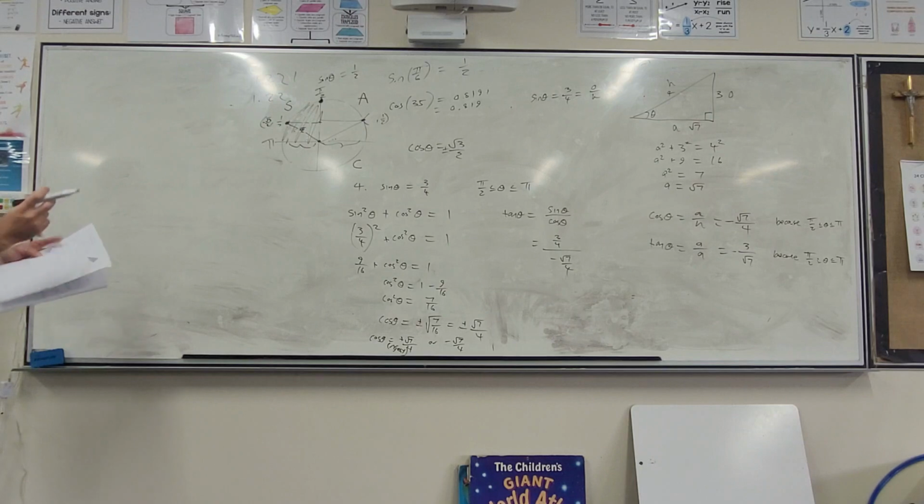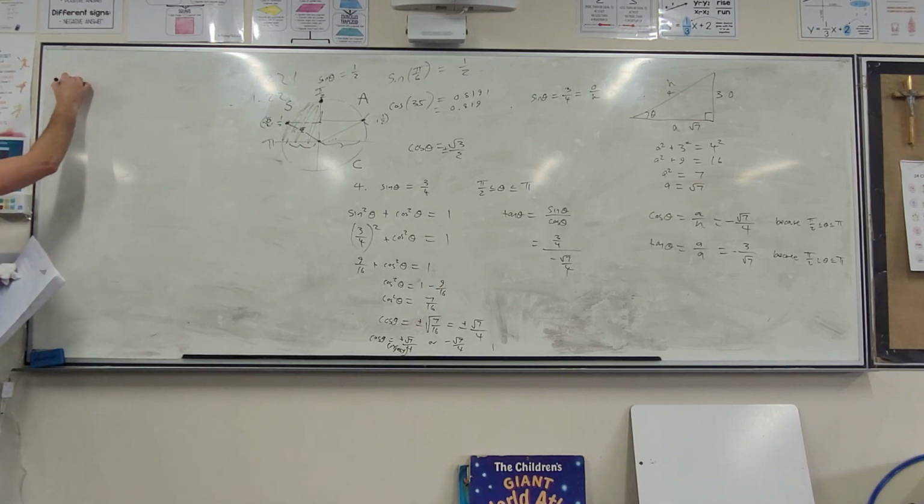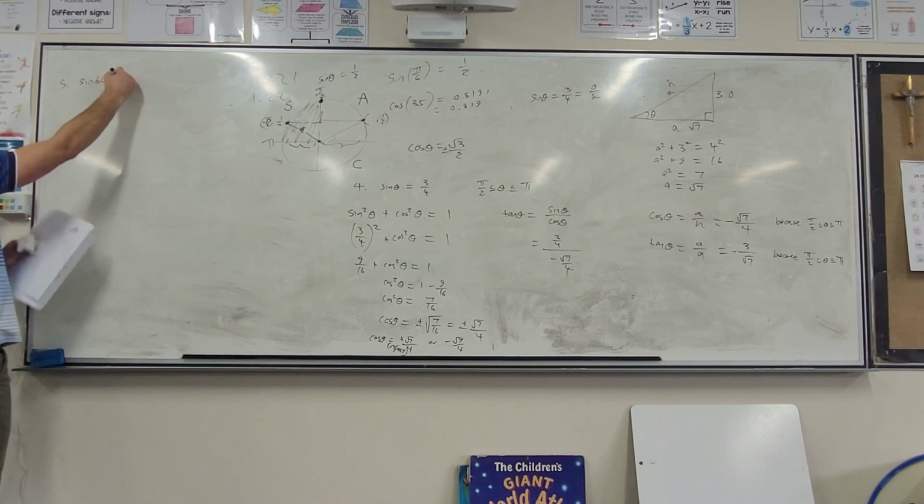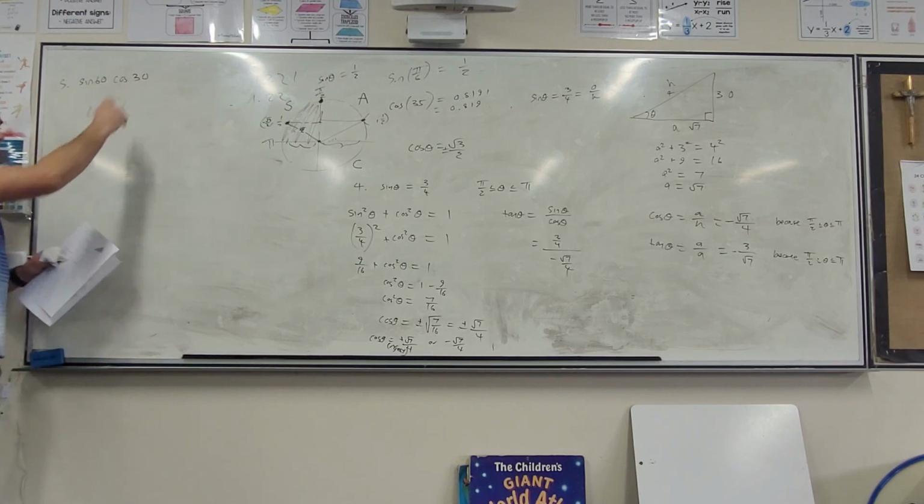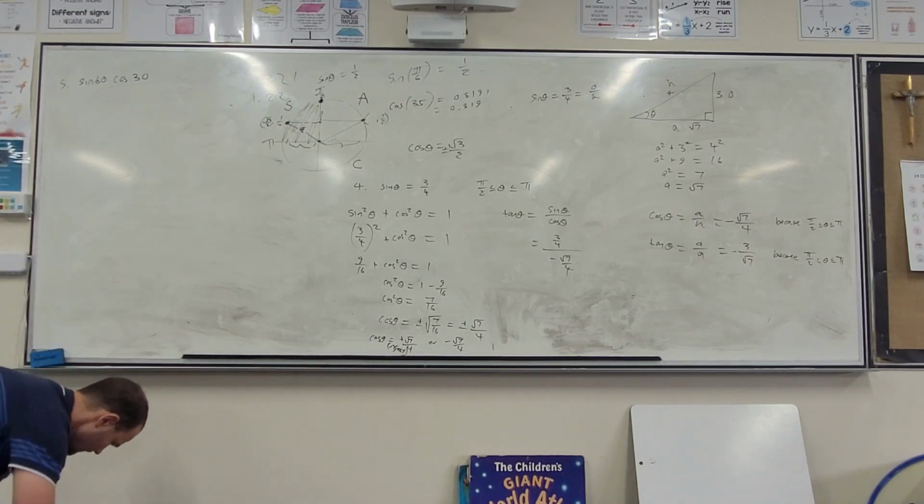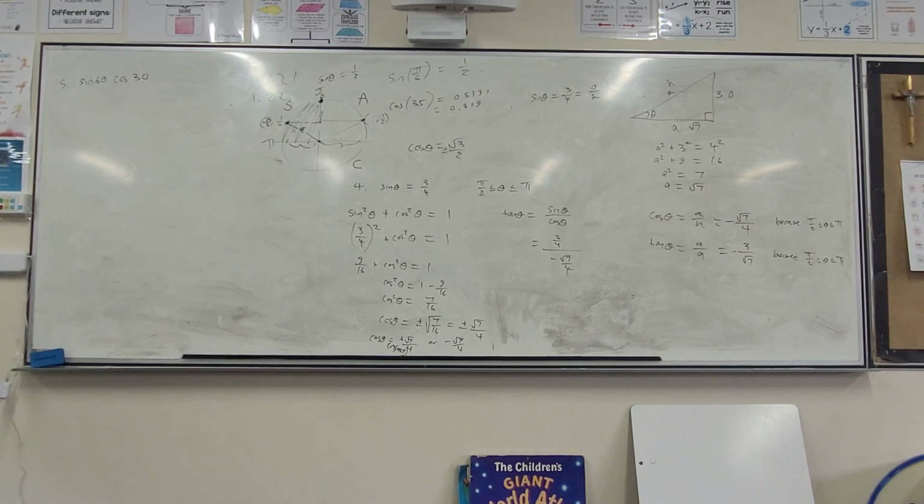So number 5 says evaluate sine 60 cos 30, using the unit circle. So this kind of question is worth 2 marks. And this question, we do in exercise 5E, and you could just put that in your calculator, and provided it's set in degrees, it's going to spit out the answer. It's going to give you 1 of the marks, but what we're looking for is the unit circle substitution. So to get the other mark.